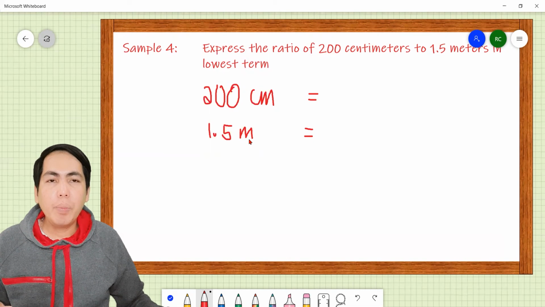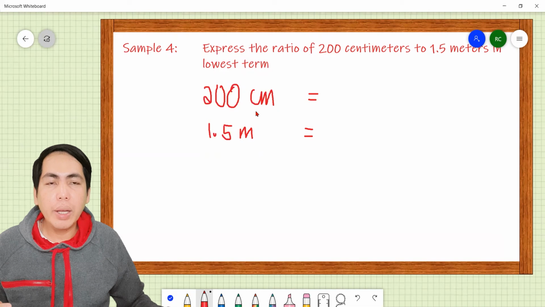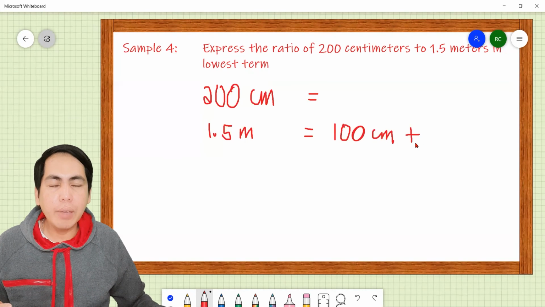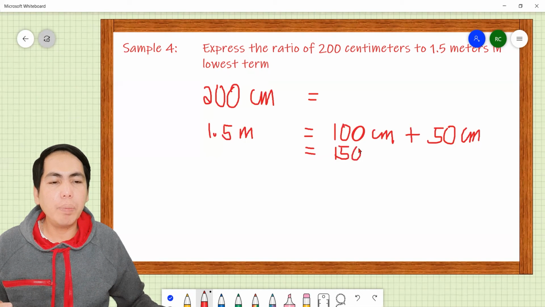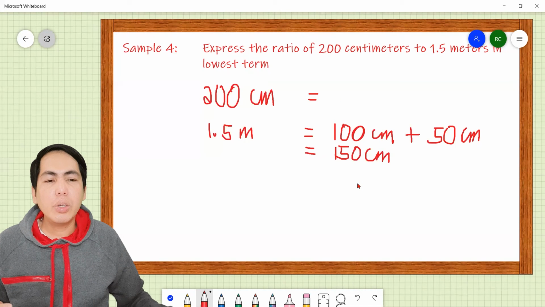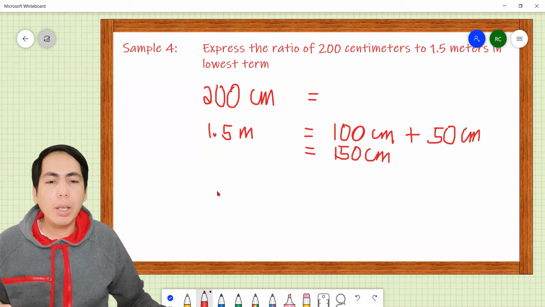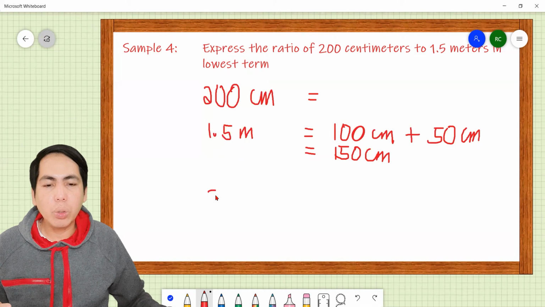We know that for every 1 meter, there are 100 centimeters. So if we have 1.5, we have 100 centimeter and 0.5 is equivalent to half. And half of 100 is 50 centimeter. So 100 plus 50 is 150 centimeter. So 1.5 meters is equivalent to 150 centimeters. So we can now write our ratio.